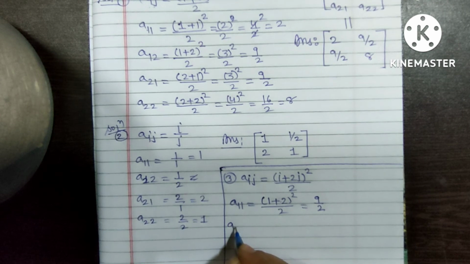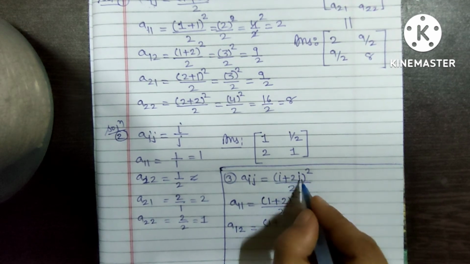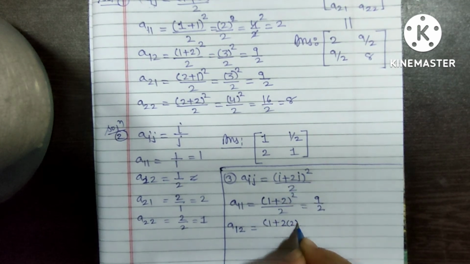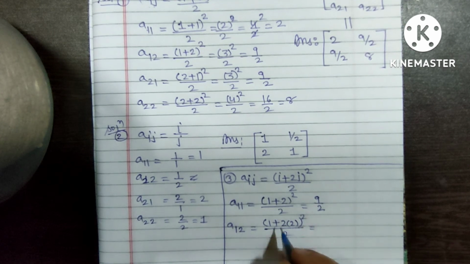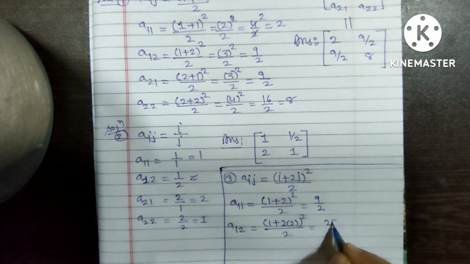What is a12? It will be 1 plus 2 into 2. Right? I की जगह पर हमने क्या रखा है? 1, और j की जगह पर क्या रखा है? 2. Divide by 2. Of course, whole square. So 2 2s are 4, 4 plus 1 is 5. 5 square will be 25 by 2.